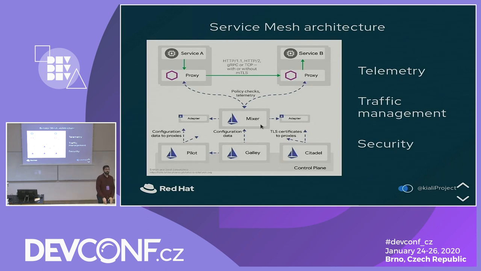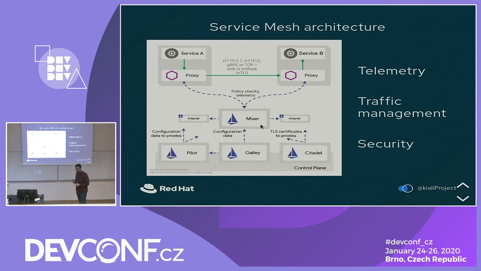And with this, what you have by default is telemetry, traffic management, and security. Today we're gonna focus mostly on telemetry. One really, really important thing to say here is that with Istio, you don't have to change any single line of code. It's because you have this proxy here that is managed by Istio. Developers don't need to change any single line of code.